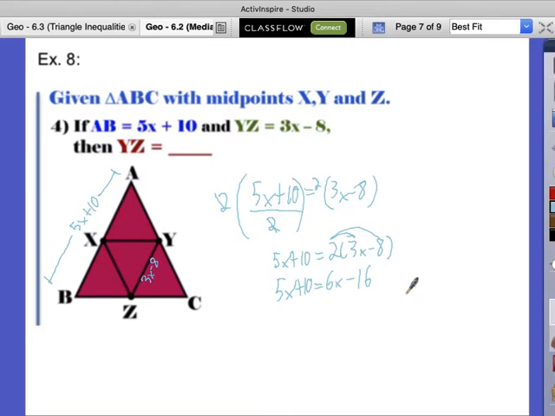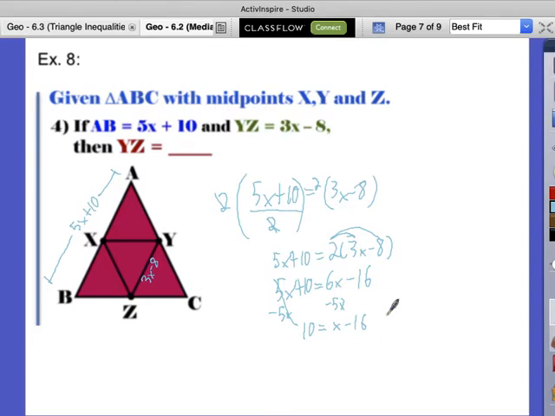So what would be our next step here? Combine like terms, okay, how? Okay, by subtracting both sides by 5x. Let's get all those x's together. So we subtract 5x, we subtract 5x. 10 is equal to x minus 16, since 6x minus 5x is just x, 1x, so to speak.